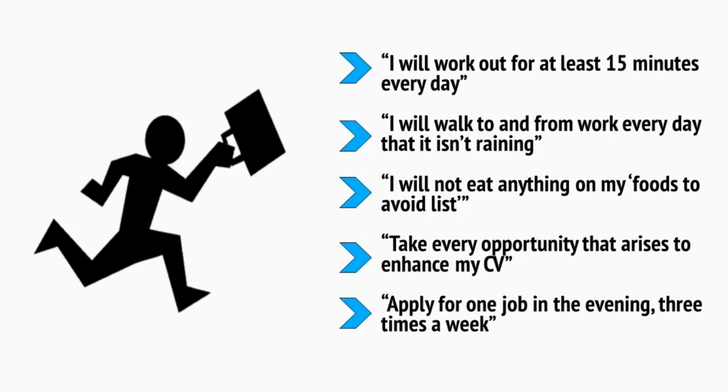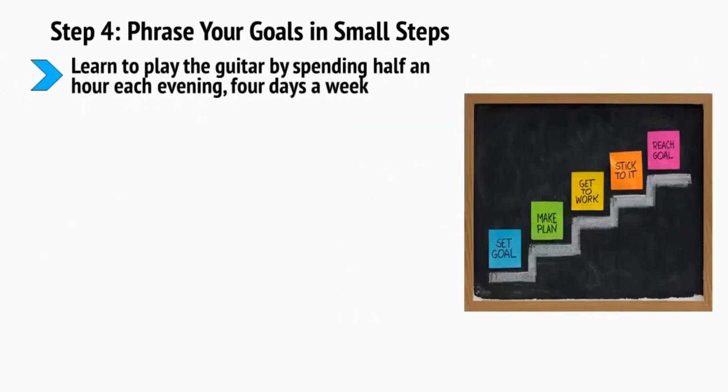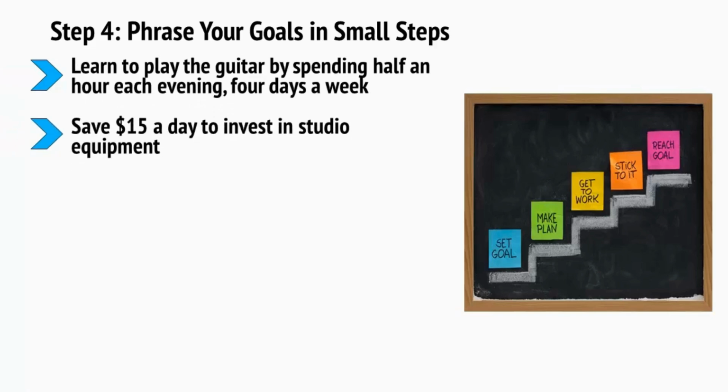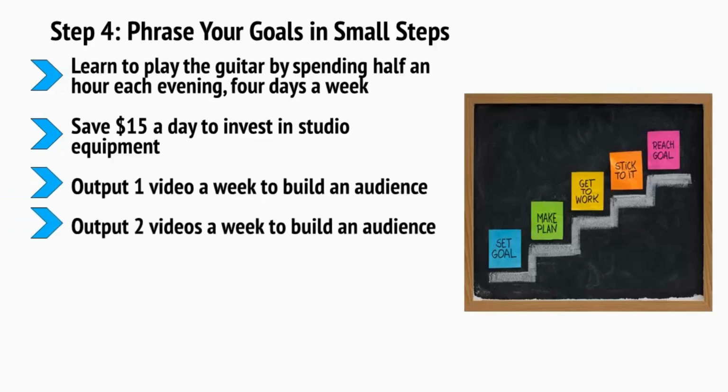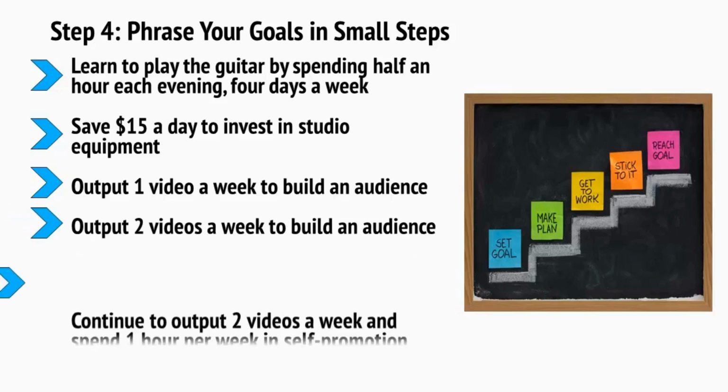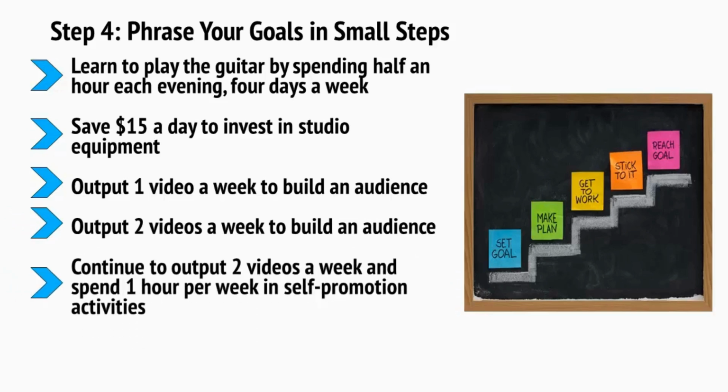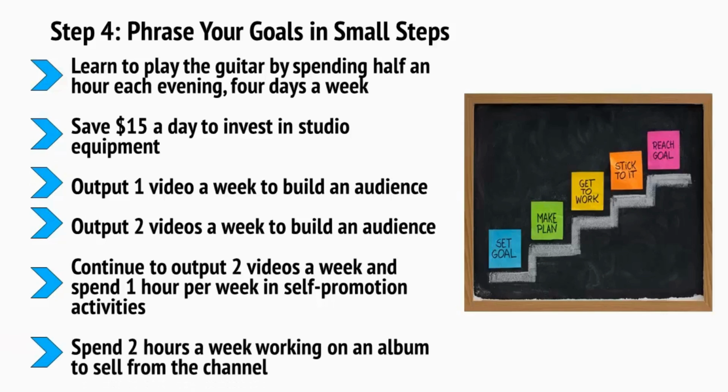Some of your broader goals are going to take multiple steps. For instance, if your goal is to become a famous musician, then perhaps you should take the following steps. Learn to play the guitar by spending half an hour each evening, 4 days a week. Save $15 a day to invest in studio equipment. Output 1 video a week to build an audience. Output 2 videos a week to build an audience. Continue to output 2 videos a week and spend 1 hour per week in self-promotion activities. Spend 2 hours a week working on an album to sell from the channel.